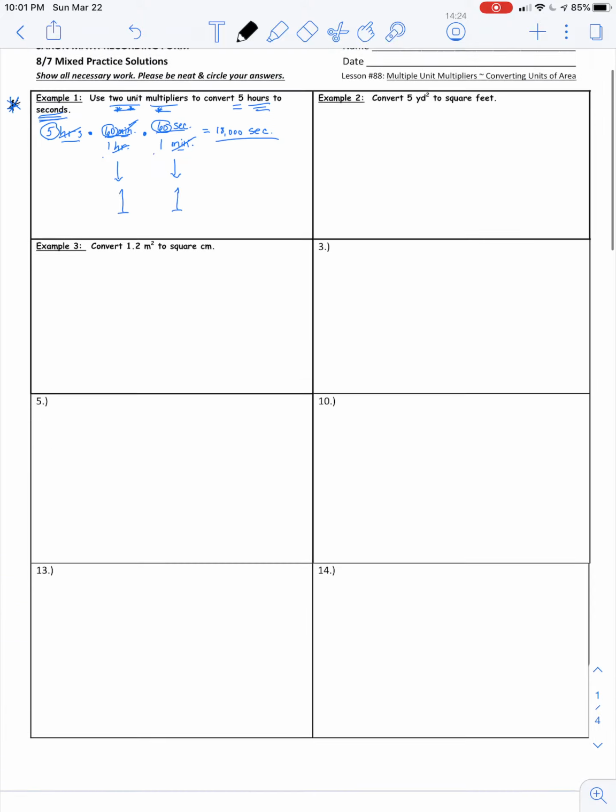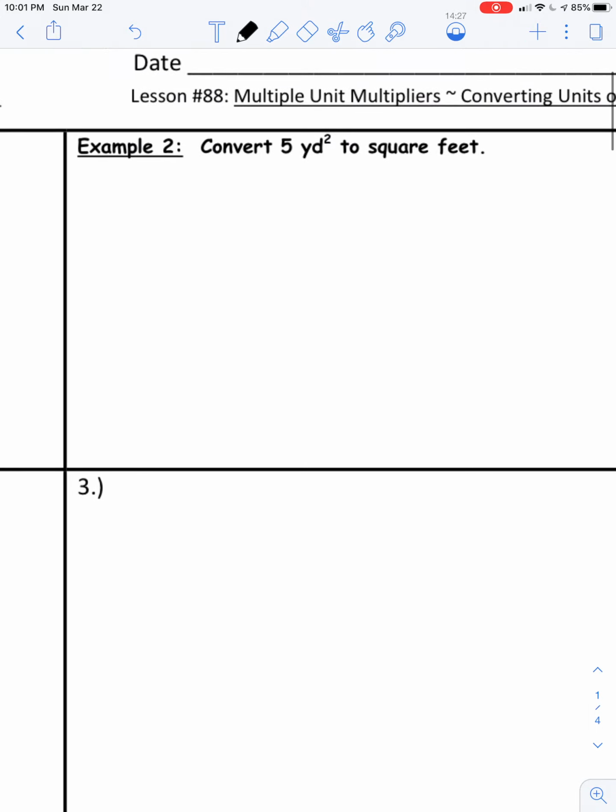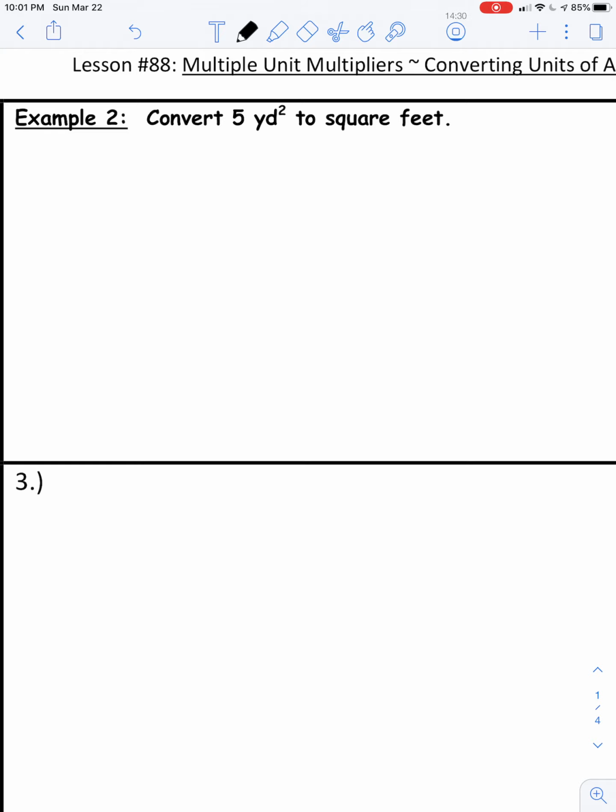So back up in your notes, example 2, we're going to convert 5 yards squared to square feet. So we always start with the beginning measurement. So let's write down, I'm going to change my color here. Go use some blue again. So we start with 5 yards squared. We're going to re-express that as 5 times yard times yard, because remember, yard squared is simply yard times yard. Okay, now let's multiply with our unit multipliers.